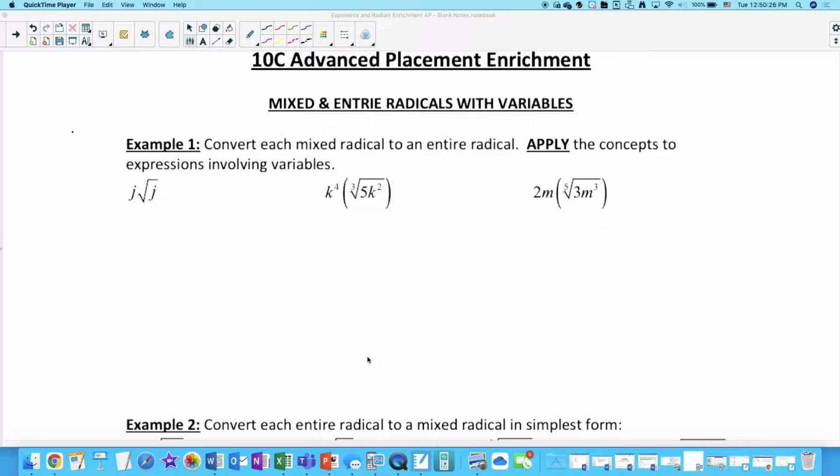Apply the concepts to the expressions involving variables. So essentially, we're just going to use what we already know to try and write an entire radical here. This is like a simplified expression, a mixed radical, j times the square root of j. So if you think about the simplification process, if there's a j on the outside for a square root, how many j's would you have had to have on the inside to pull that out? An extra 2, right?